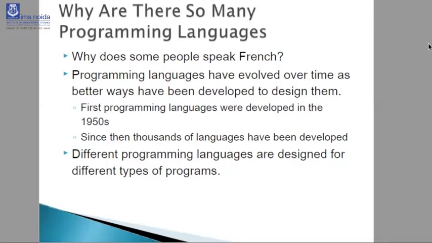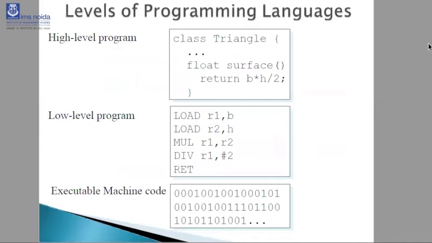Different programming languages are designed for different types of programs. There are basically three levels of programming languages. First is the high-level program, second is the low-level program, and third is executable machine code. High-level programs are those where we implement a code, right? Some programming languages provide less or no abstraction, while some provide higher abstraction. Based on the levels of abstraction, we identify two categories: one is low level language, second is high level language.